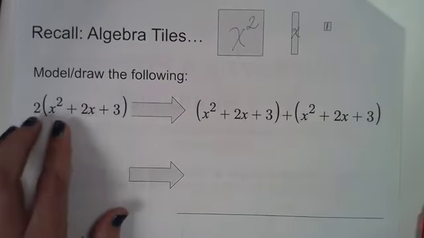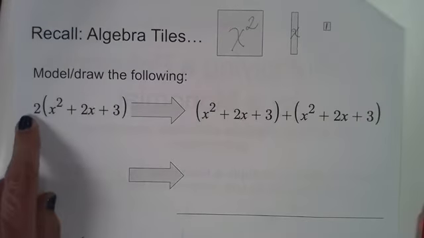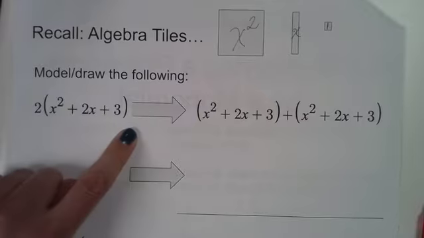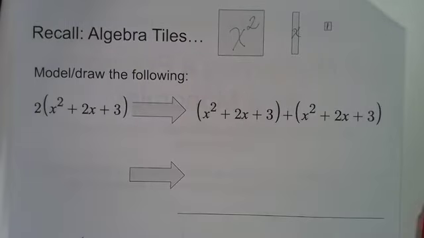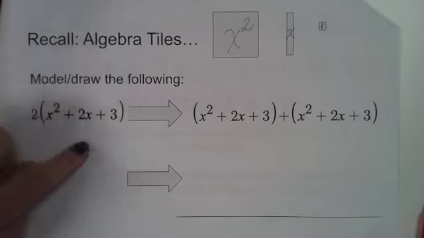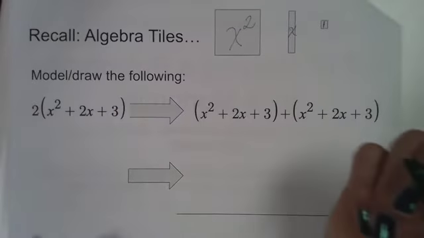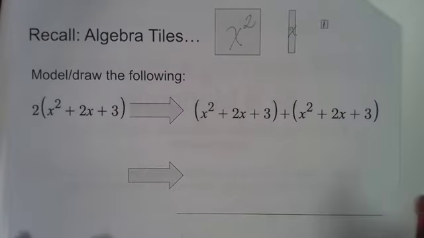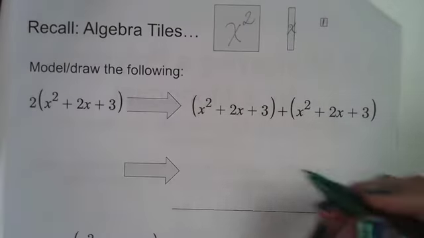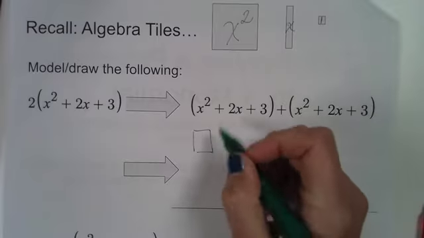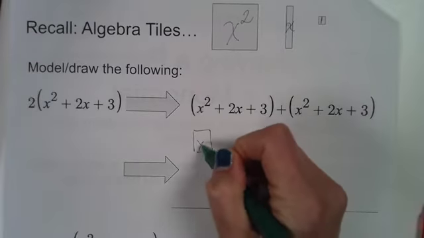Okay. And so we want to draw the following. We have 2 times the quantity x squared plus 2x plus 3. And what I need you to remember is that multiplication is simply repeated addition. And so if I have 2 of these polynomials, then we could simply write it out 2 times and add them, because that's all that multiplying is. It is repeated addition.